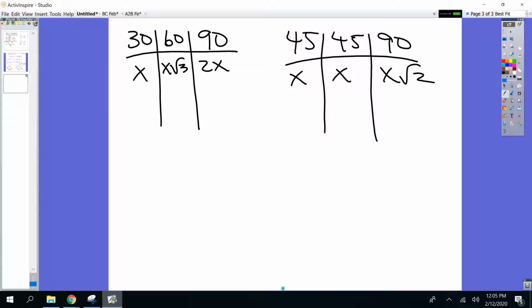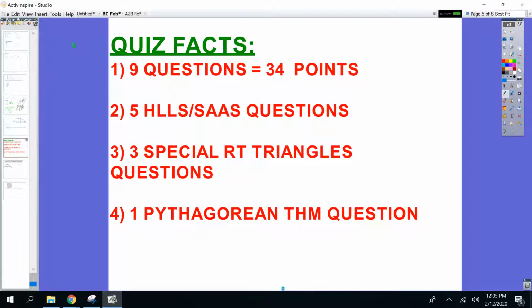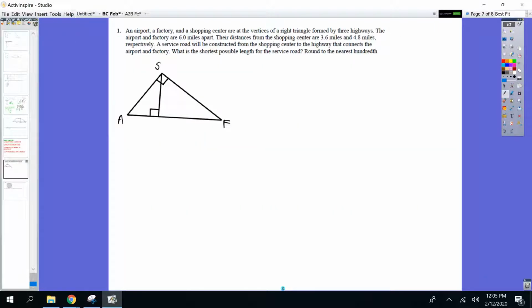All good? You ready to do one of these? Okay, page 22 of your packet, number 1. Calc's ready to roll. Gonna need it here. There we go. We got the airport, the factory, and the shopping center. What a nice little town. Airport and the factory, 6 miles apart. Got it. 6 miles apart.